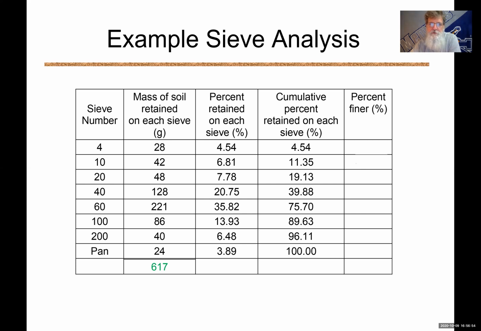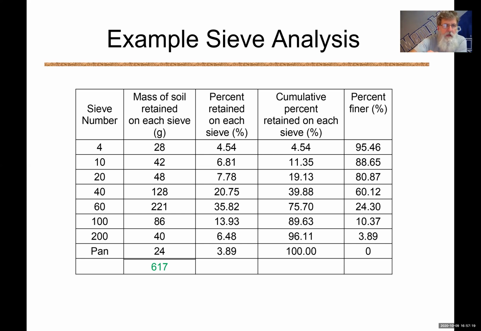Now remember, the percent finer is always 100 minus the cumulative percent. So for the first one, it will be 100 minus 4.54, which gives me 95.46. You can just keep that up as you go down the list, and you should see the number getting smaller each time. In this case, at the end we have 100 minus 100, so we should end up with 0. So you have a little bit of feedback that you're moving in the right direction.